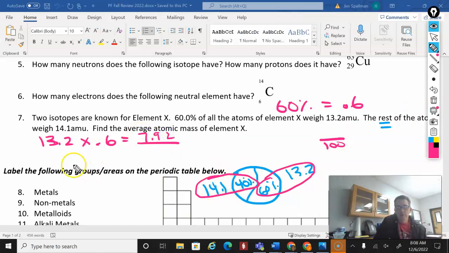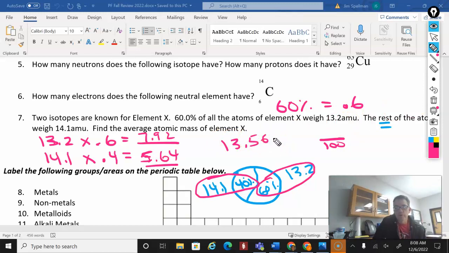And then I multiply the other two numbers, 14.1. That's my weight. How much of it do I have? 0.4. Multiply those two numbers together. I get 5.64. And then the very last thing is I need to add these two numbers together. I get 13.56.